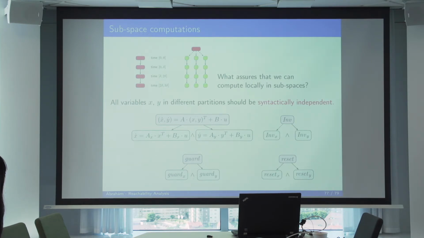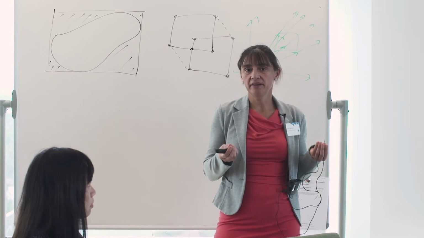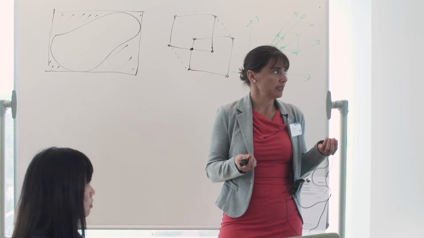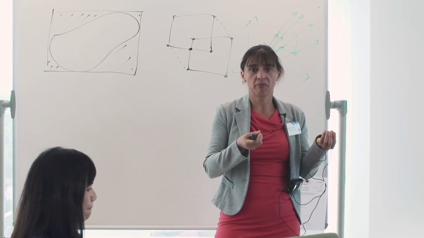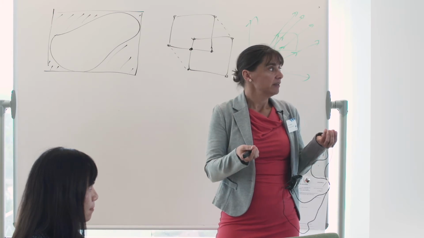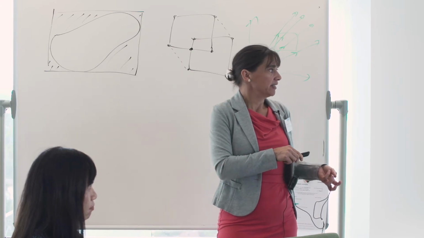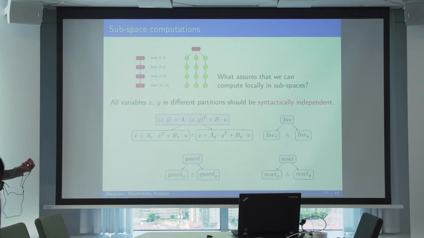And this is possible in the case if they are what we call syntactically independent. So if you have two variables, they do not appear in the same constraints. So for example, you have two variables x and y. They are never compared. You never set x to something that depends on y. Then you can divide the derivatives into two sets of constraints which do not share variables. You can divide also the invariants into the conjunction of two formulas which do not share variables, and you can do the same with the guard and the resets. Then we can cut them apart.